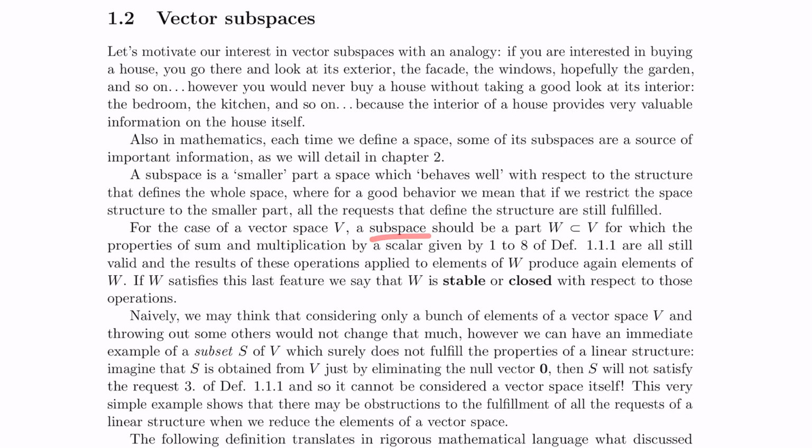A subspace W of V should be a part, a subset of V, such that if we operate the sum and the multiplication by a scalar of elements of V, then we still have all the properties that we required in the definition of a vector space. Moreover, W must be stable with respect to these operations, meaning that when we restrict these operations to elements of W, we must still produce an element of W.